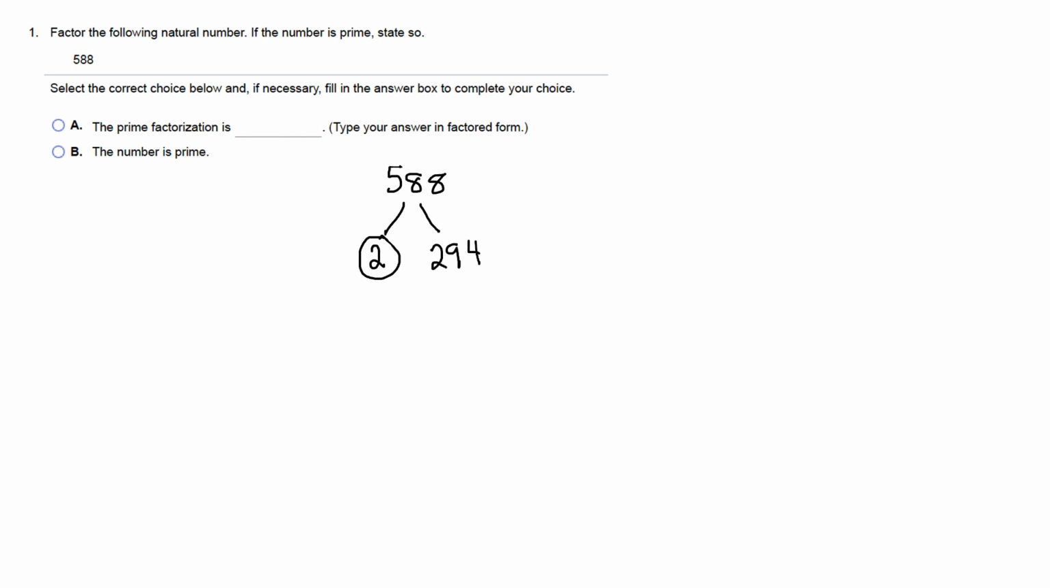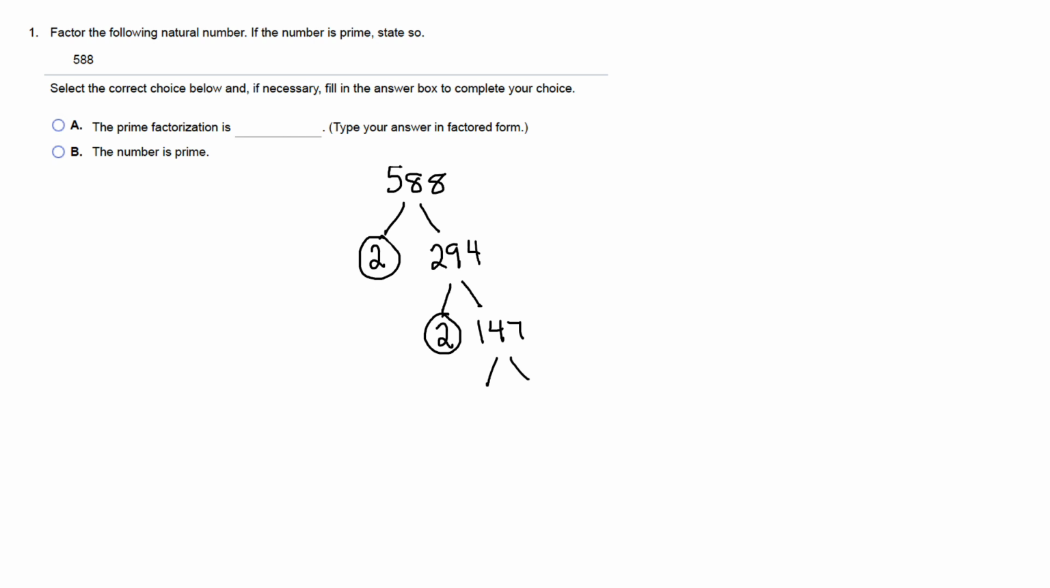Next, I want to see if I can factor 294. So I'm going to draw two branches, and I need to think of two numbers that when multiplied together will give me 294. Again, this number is even, so I can take my calculator and divide by 2. And you should get 147. So I know that 2 times 147 gives me the 294. Again, 2 is prime, so I'm going to circle it. But 147 may not be prime.